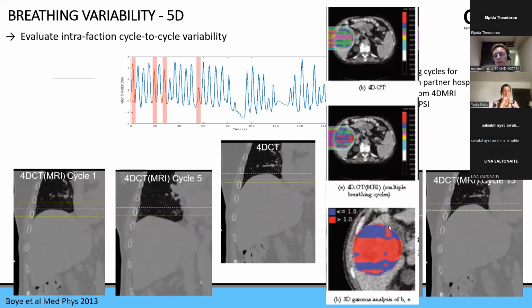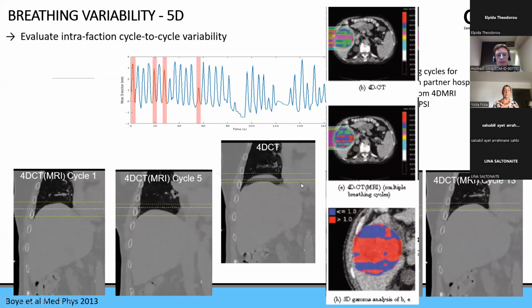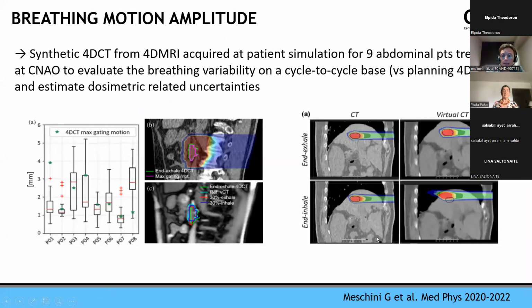They did those calculations for proton treatment, and then they did the calculation in each of these cycles, and then they accumulated those on the first planning CT. And they were actually showing that there was a difference, which is this red part that you see in this gamma analysis. We did the same for 9 of our abdominal patients, the pancreas patients and liver patients.